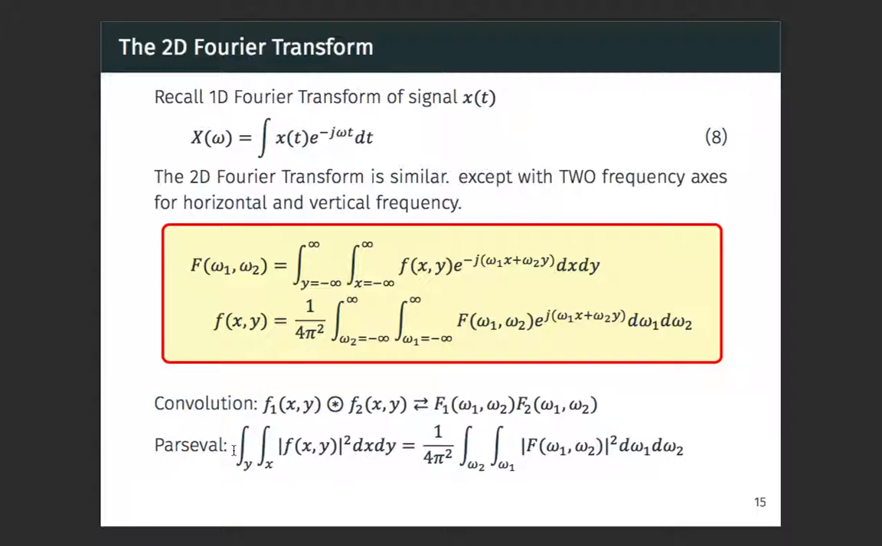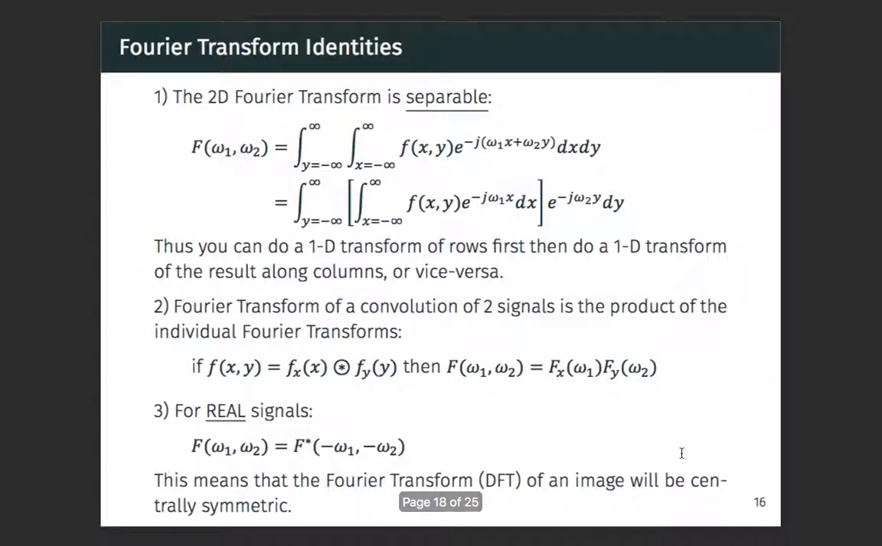Side note: the Parseval theorem is the same. So the energy of your signal in the continuous domain is the same as the energy of all your frequency components. All right, a number of properties actually turn out to be quite useful for us in the future.